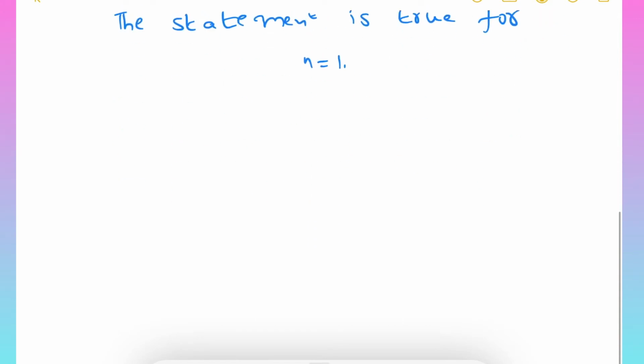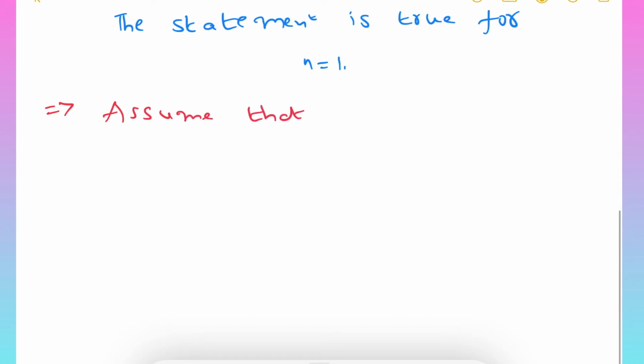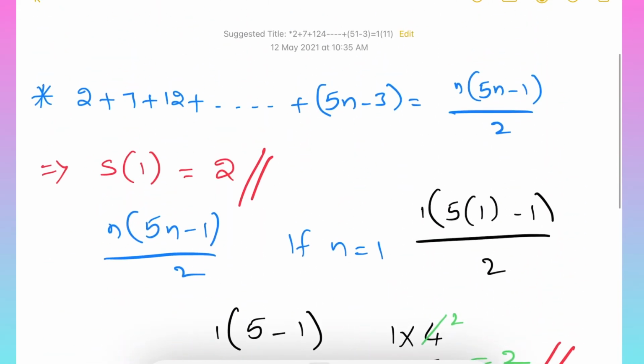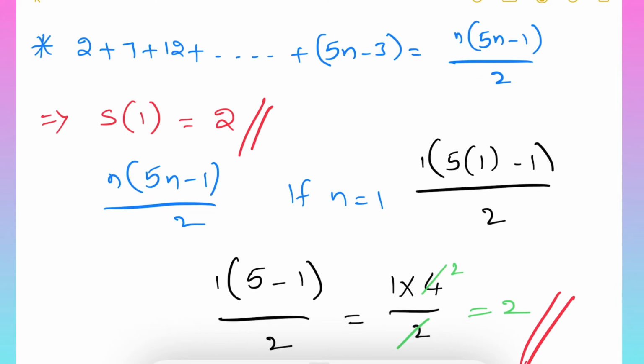Okay, now the second step. Assume that the statement is true for n equals k. Simply, in the given question, wherever we have n, in the place of n we need to substitute k. So the question is 2 plus 7 plus 12 and so on plus 5n minus 3. Here in the place of n we need to substitute k.